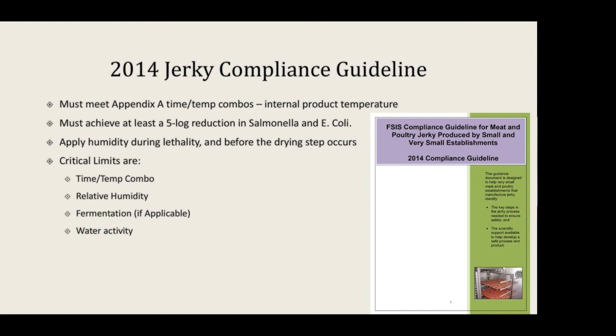As we have discussed, the 2021 Appendix A and B are not the end-all be-all for scientific support. There are other options that a processor can use as support for their process, and the 2014 Jerky Compliance Guideline published by USDA is one of these. If using the 2014 Jerky Compliance Guideline, the time and temp combinations from Appendix A will need to be met, as well as the relative humidity requirements. Additionally, if pH and/or water activity is used to support shelf stability, these limits must be met as well.